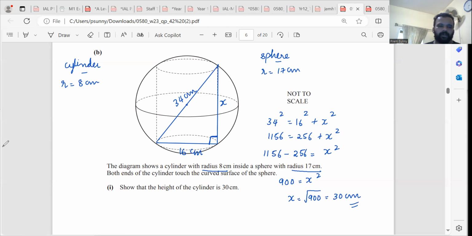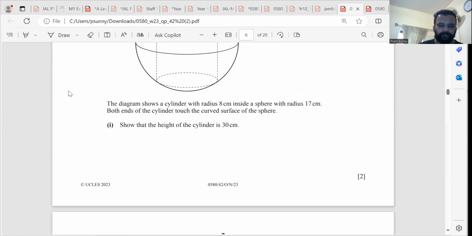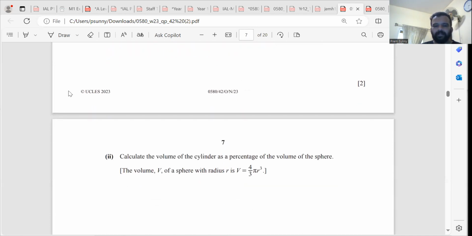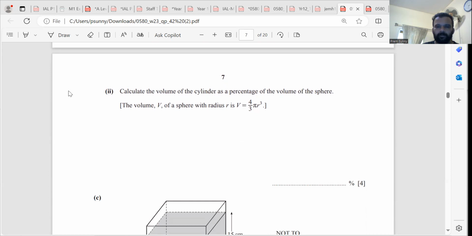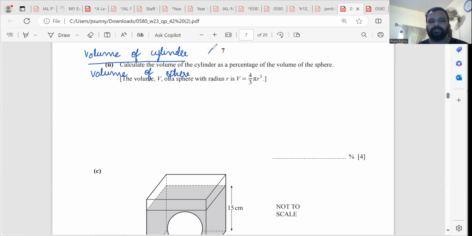Now moving on to the second part of this. Calculate the volume of the cylinder as a percentage of the volume of the sphere. Whenever we get questions like this, calculate the volume of cylinder as a percentage of volume of sphere, it means volume of cylinder divided by volume of sphere times 100.